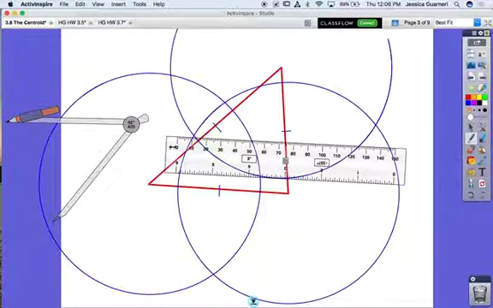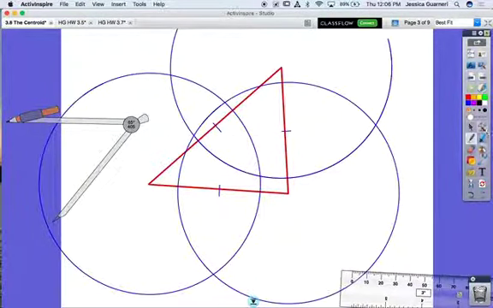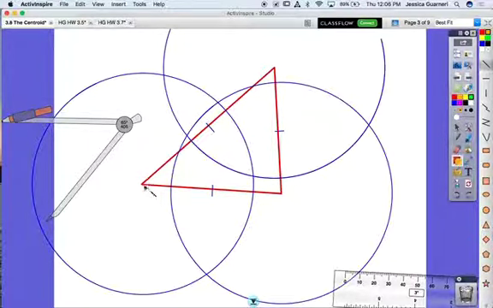Right. So I have just found my three midpoints. Now that I have my midpoints, I'm going to construct my medians. So let's construct medians, coming from vertex to the midpoint. From vertex to the midpoint. From vertex to the midpoint. Are they concurrent? Yes. Praise the Lord.